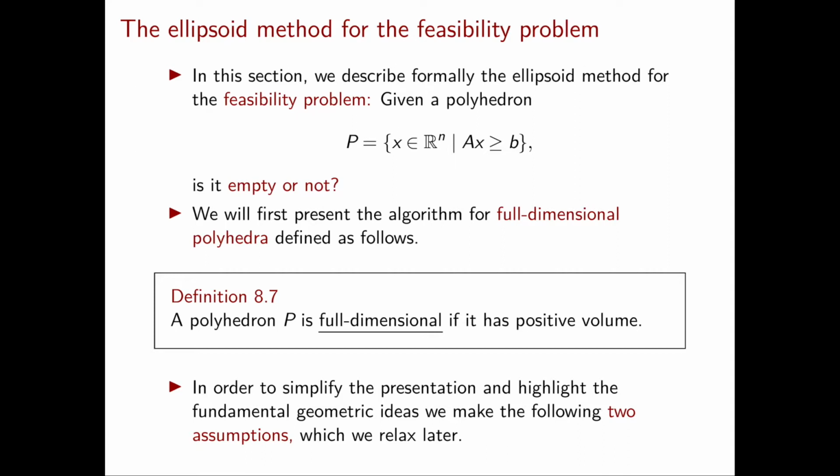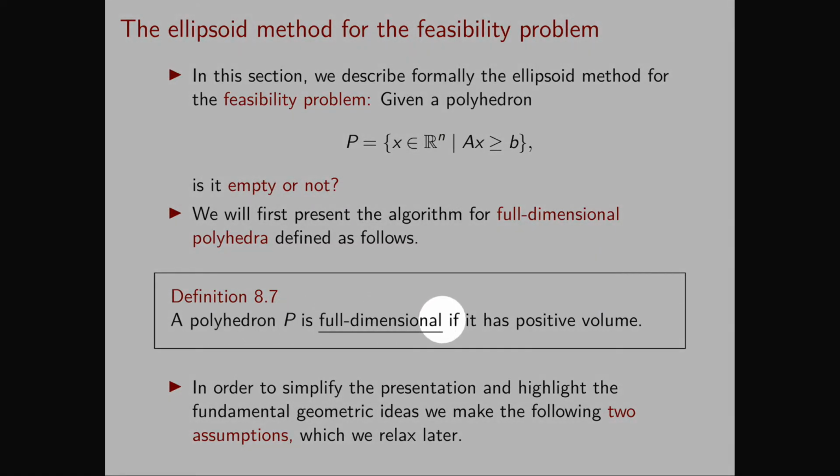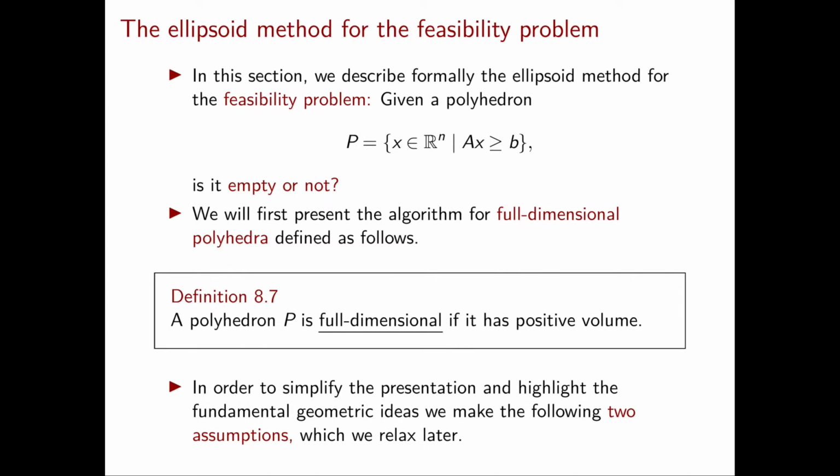To simplify the presentation and the analysis of the ellipsoid method, we start by making a few assumptions. And to make these assumptions, I need to formally define what a full-dimensional polyhedron is. We say that the polyhedron is full-dimensional if it has positive volume. Note that in this course we have never defined the volume of a set. I am sure that you all have a very clear intuition of what the volume is, and this intuition will be enough for what we will see in this chapter. However, if you want to see the formal definition of volume, I refer you to the textbook.